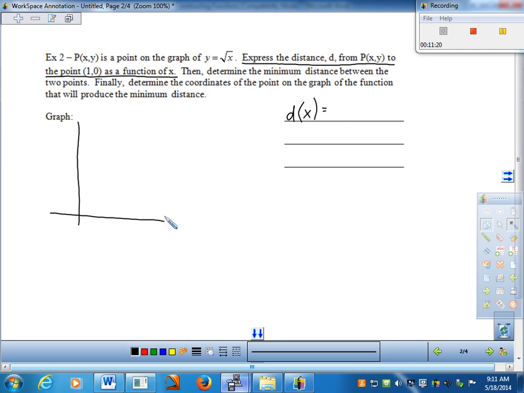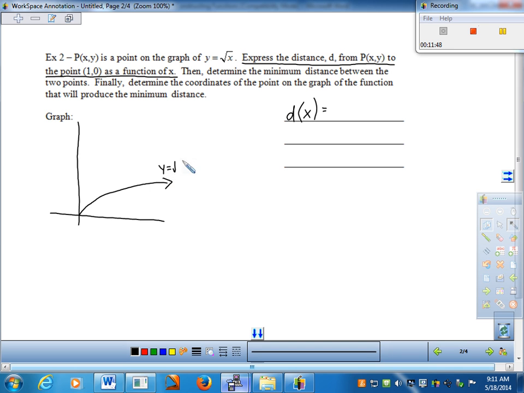And so what we have here is a point on the graph of y equals square root of x. So let's just focus on that first sentence right there. So we've got a point on the graph of y equals square root of x. Well, everyone, let's go ahead and draw y equals square root of x. We should sort of remember what this function looks like. That's not perfect by any means, but it should suffice. So this is y equals square root of x.